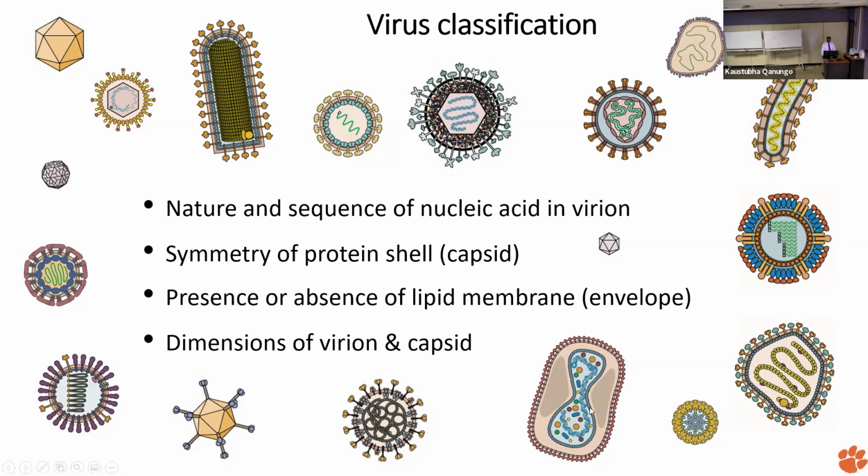So like a mumps virus, Ebola virus, HIV, herpes virus, coronavirus, these are all with a helical symmetry. They do not fall under the icosahedral symmetry. And then presence and absence of a lipid membrane, which we call an envelope, that we talked about. So you can see right here, this virus, icosahedral, doesn't have any envelope.